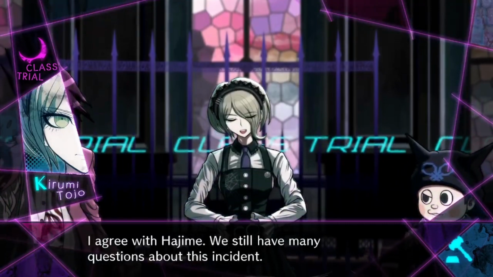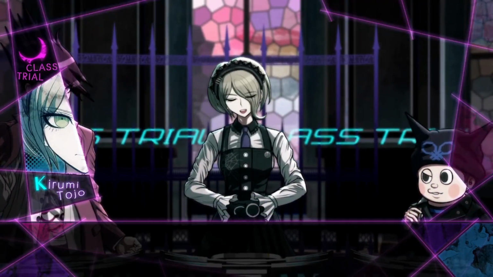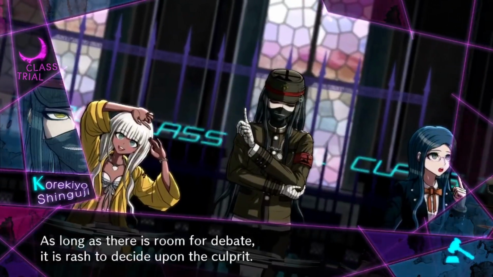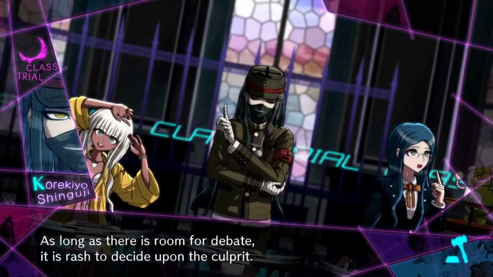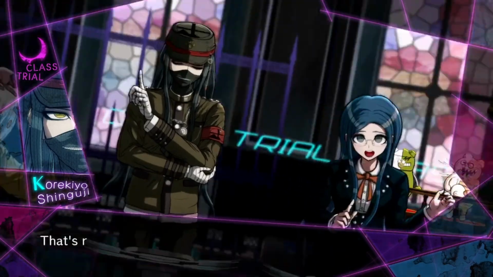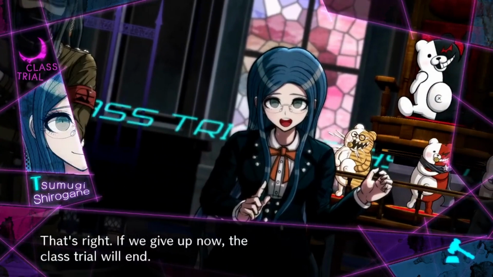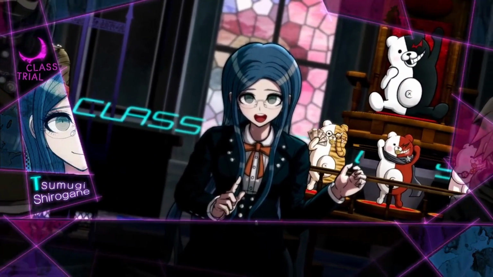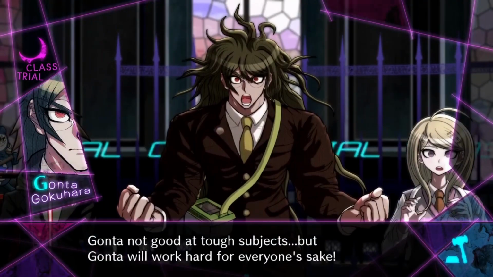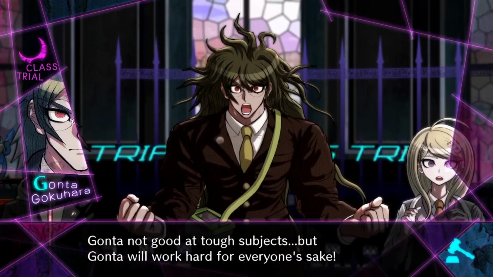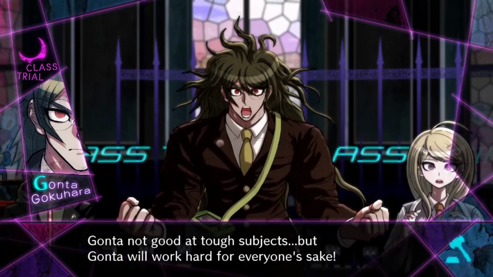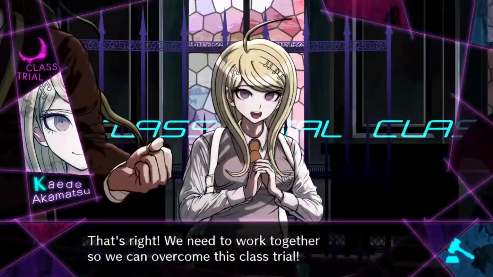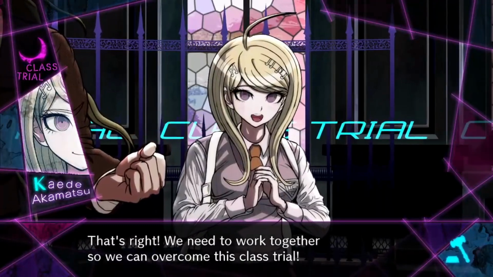This is a test? I agree with Hajime. We still have many questions about this incident. As long as there is room for debate, it is rash to decide upon the culprit. That's right. If we give up now, the class trial will end. Gonta not good at tough subjects, but Gonta will work hard for everyone's sake. That's right! We need to work together so we can overcome this class trial.